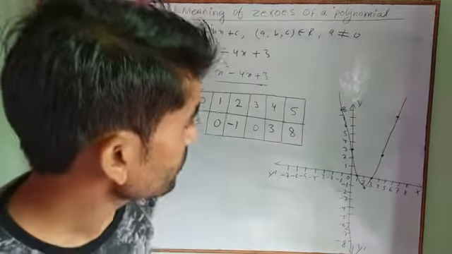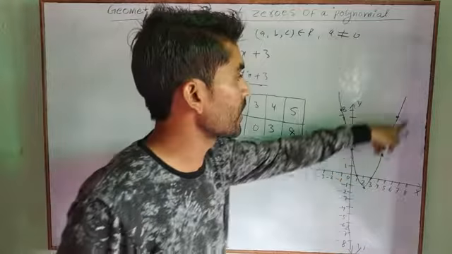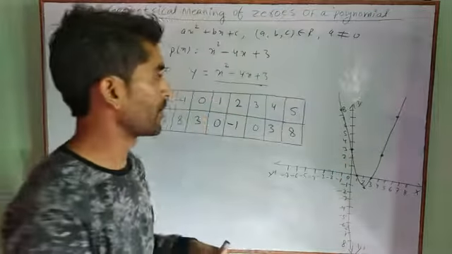Okay. Now here are some cases, and the graph is a parabola. What we are getting here? Parabola.